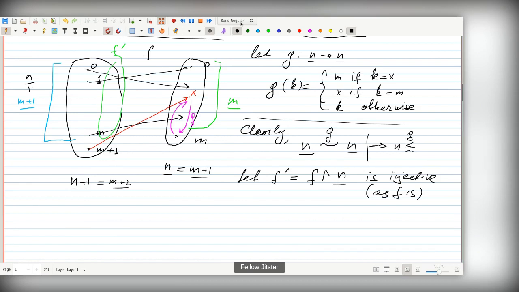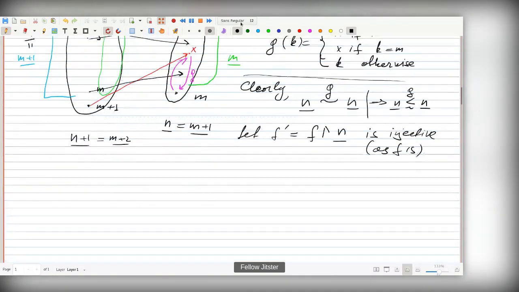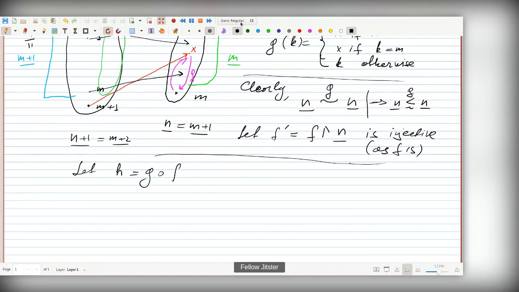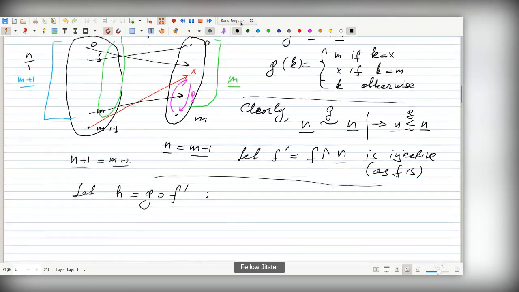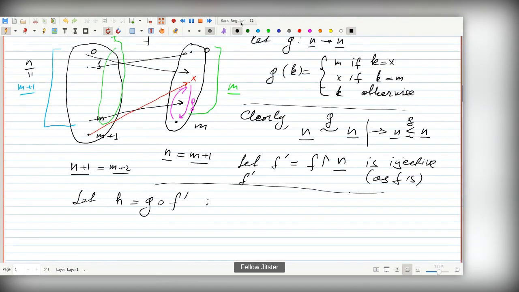Being a bijection, it must be injective. Okay, and now our next step is to take some other function, some composition. Let h be just the composition of f prime and g. What is it? Look, f prime is a function from n underlined, of course, to n underlined. This is quite clear.